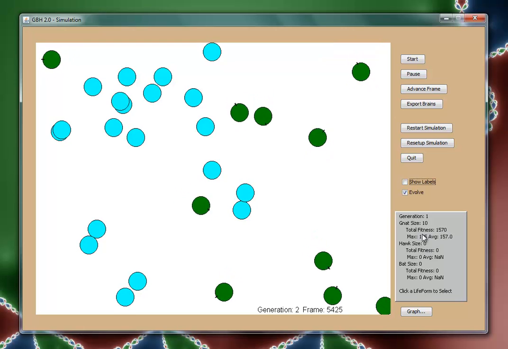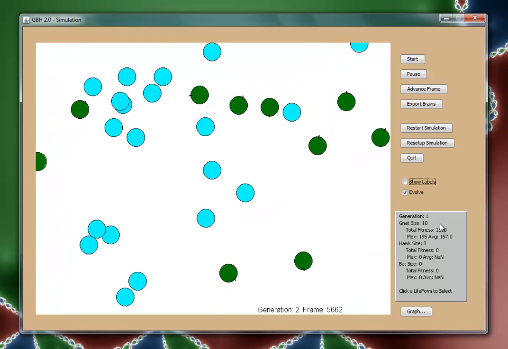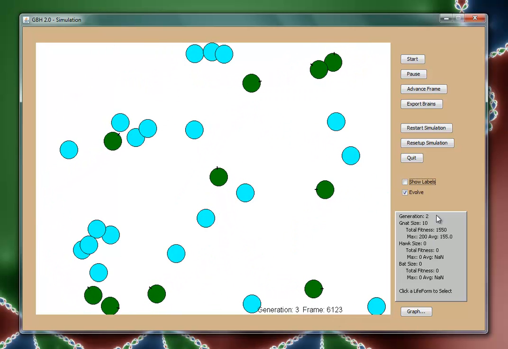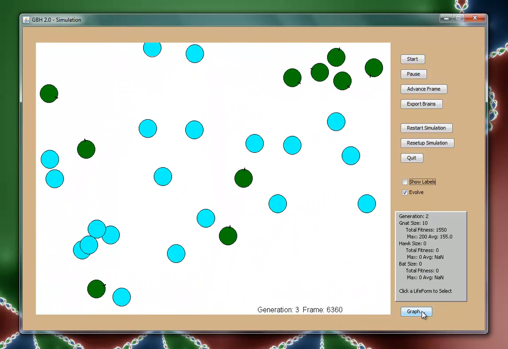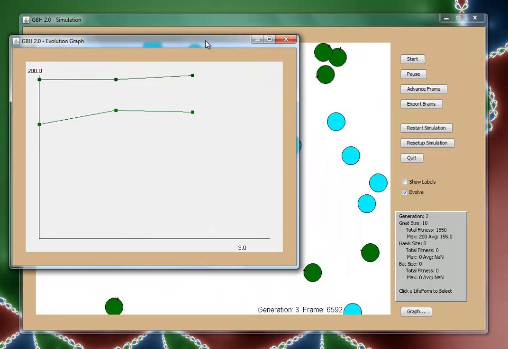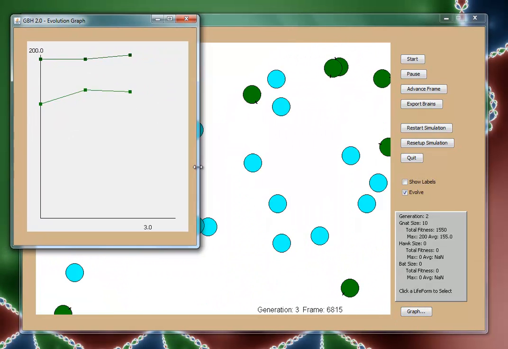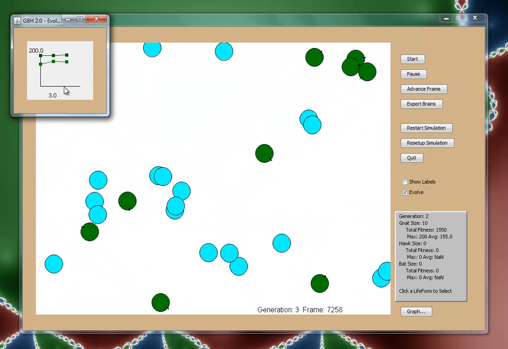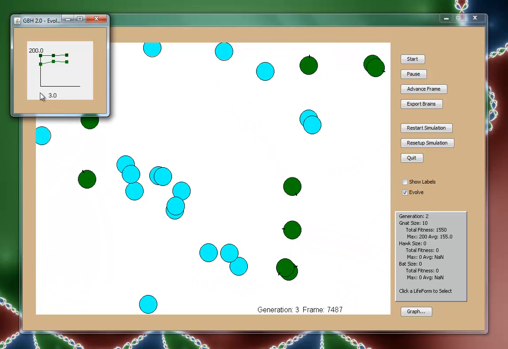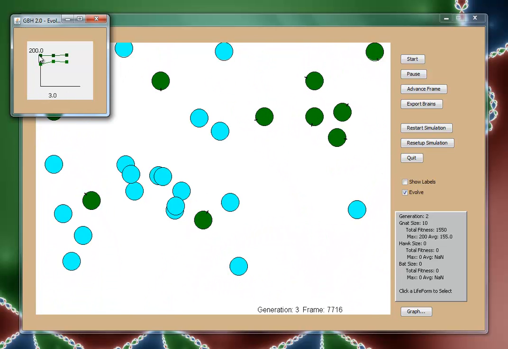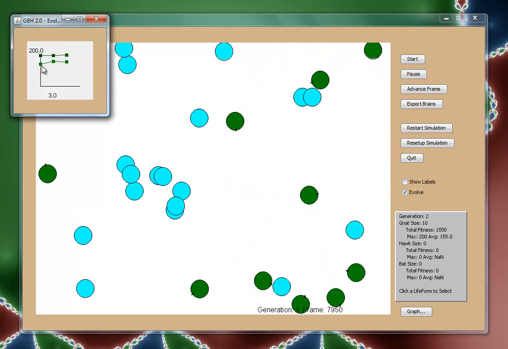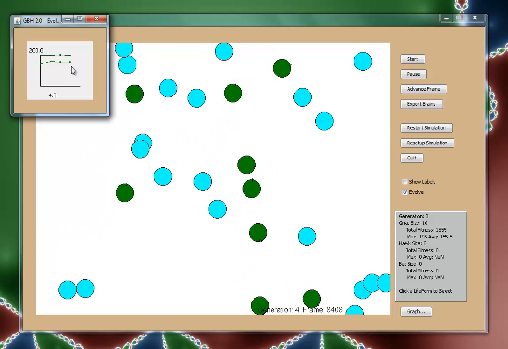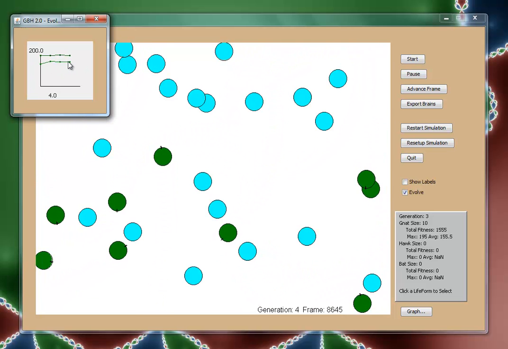Now once you have a few generations in there, we're going to wait till the generation ends, which it will in just a second. There we go. We can click graph, and this will show us a graph. I'm just going to shrink this down a little bit. This will show us a graph of generations along the x-axis and the fitness values along the y-axis. As generations pass, this graph gets updated. The lighter line is the average fitness, and the darker line is the maximum fitness.